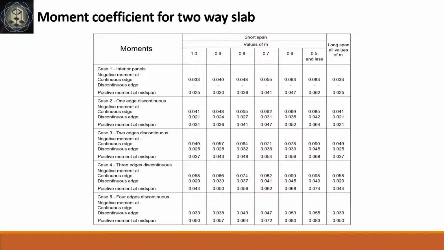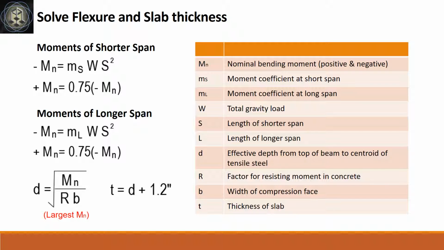Refer to this table for the moment coefficient of two-way slab design based on case number and the ratio of shorter to longer span. Interpolation may be needed in some cases. Based on the input parameters, balanced section properties, the total uniform load, and the case number, solve the following. Negative and positive moment of shorter span. Negative and positive moment of longer span. Effective depth of section, and thickness of slab.